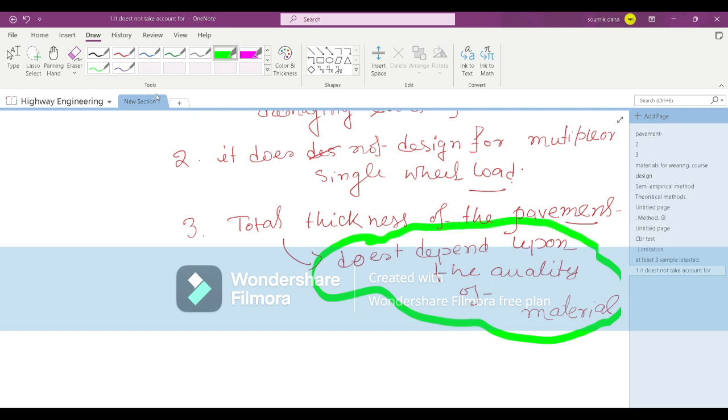So what is the formula we have learned? That is T is equal to 1.75 times P divided by CBR percentage, minus P divided by P pi, where P is in kg and p is the tire pressure in kg per cm square.